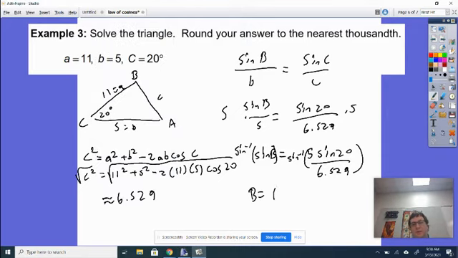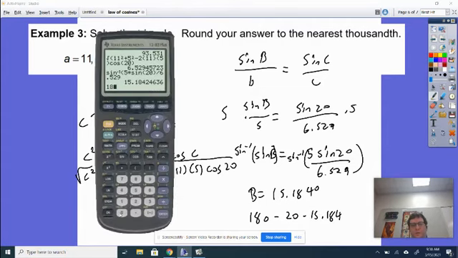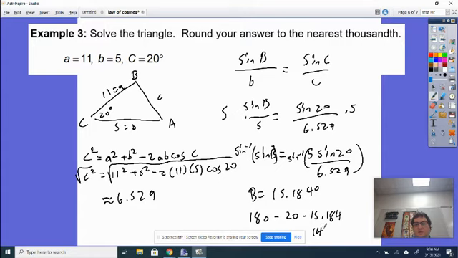So I get 15.184 degrees. Okay, and then 180 trick: 180 minus 20 minus 15.184. I get 144.816. Okay, and then rounding this off for Big Ideas, I would say 6.5, 15.2, and then 144.8. Okay, and that's it.